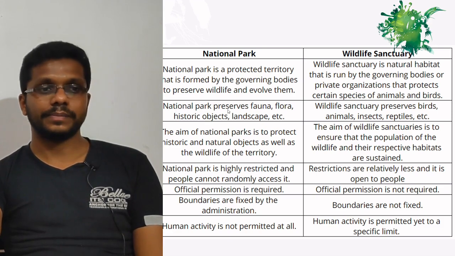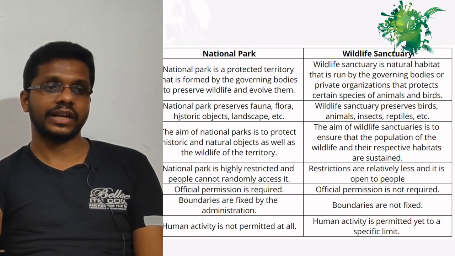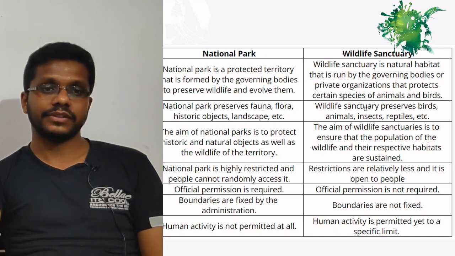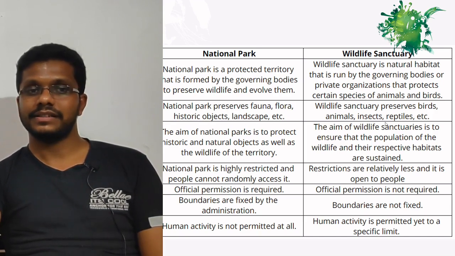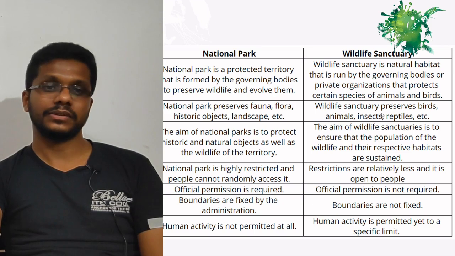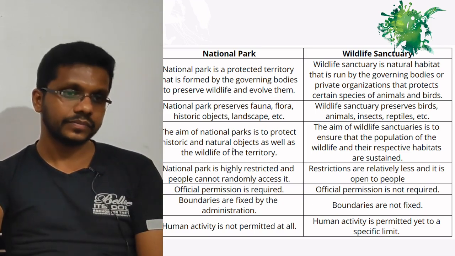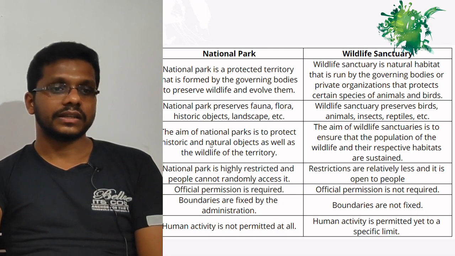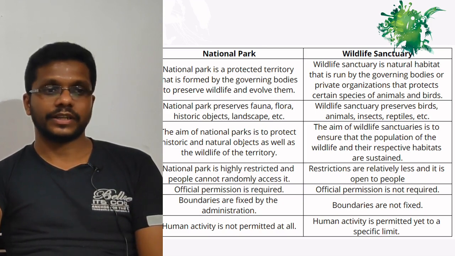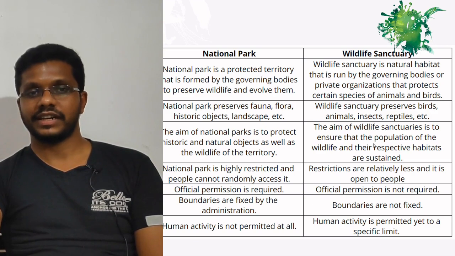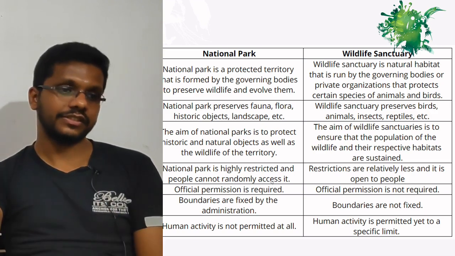National park preserves fauna, flora, historic objects, landscape, etc. Wildlife sanctuaries preserve birds, animals, insects, reptiles. It is restricted to the wildlife. National park can be for anything. The national park protects historic and natural objects along with the wildlife. But wildlife sanctuary is concentrated on particular wildlife, maybe endangered or rare species.